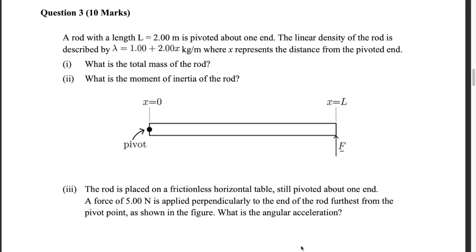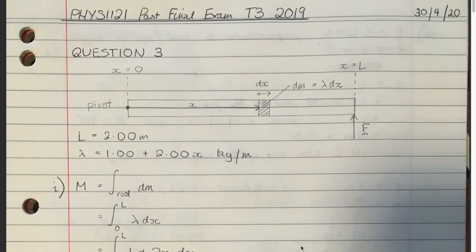I'm going to be doing question 3 and question 5 from the Physics 1A final exam from term 3 2019. Let's start with question 3. It's about the moment of inertia of a rod with a non-uniform density. Part 1 is what is the mass of the rod.